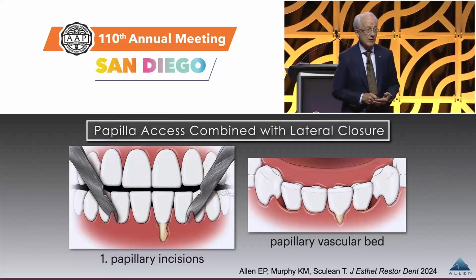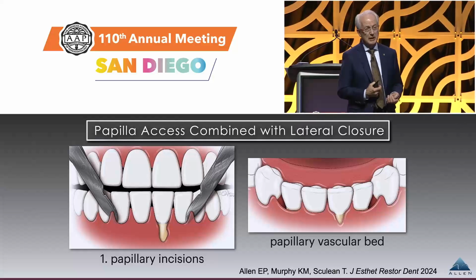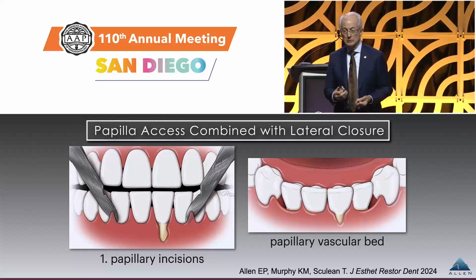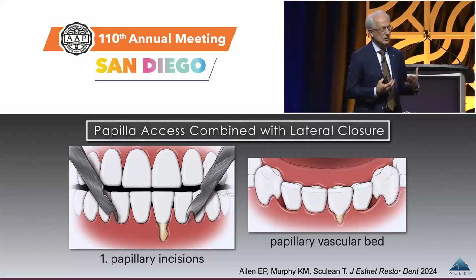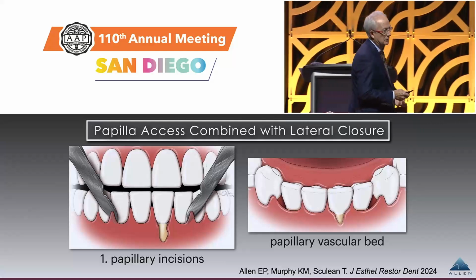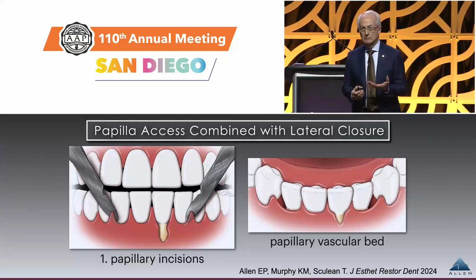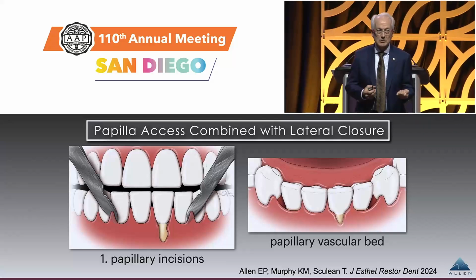This is what I do now. I combine the papilla access with the lateral closure techniques, and I do the papillary access almost routinely. It just makes everything about it faster and less damaging to the tissues. And if there is even 3 millimeters of recession, not so deep, I still will do lateral closure.